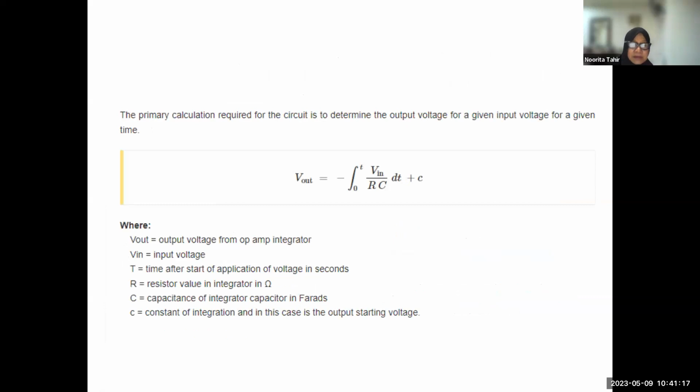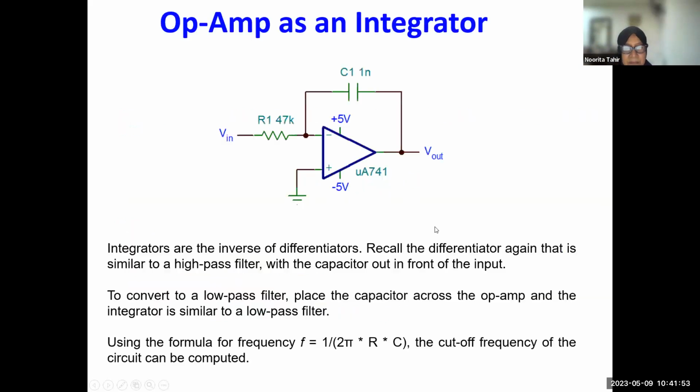The equation for the integration is this one. V out is negative because it goes to the inverting input: V out equals minus 1 over RC, integral from 0 to T of V in dt, plus C. R and C are constant, so we can take them out. It is like normal integration. V out is the output voltage, V in is the input voltage, RC is the value of the resistor and capacitor, T is the time after start in seconds normally, and C is the constant of integration.